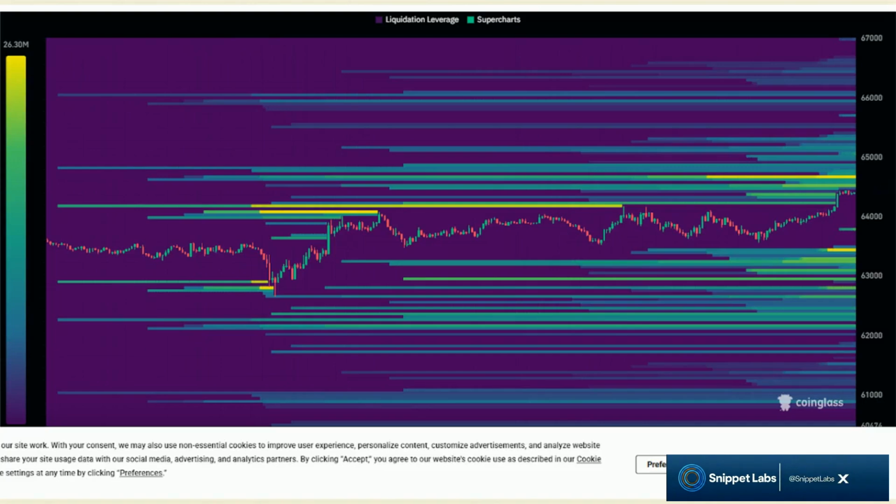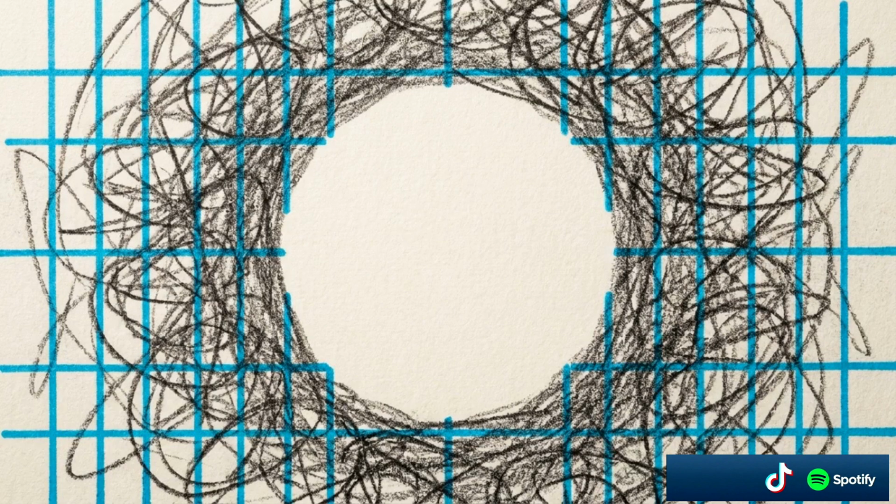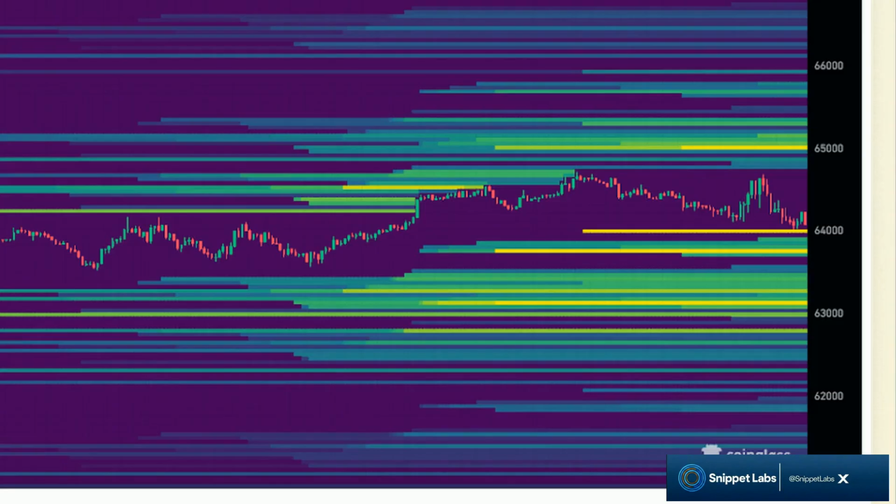Examining this post-crash heat map, the price shows a slight recovery towards 64,500. Notice the complete absence of the high-density resistance bands that previously sat above 66,000. These empty visual voids represent neutralized risk. The dangerous systemic fragility has been successfully purged from the order book.